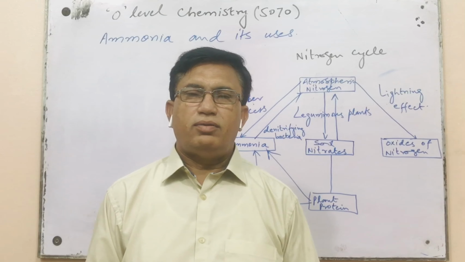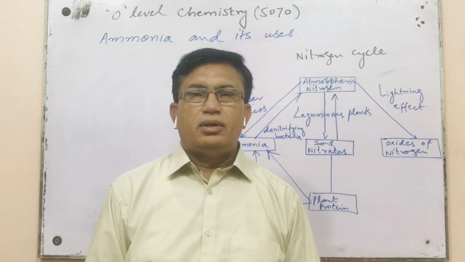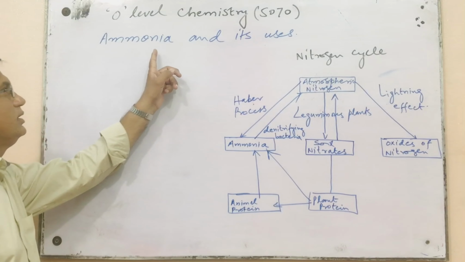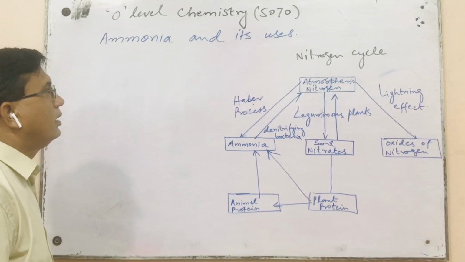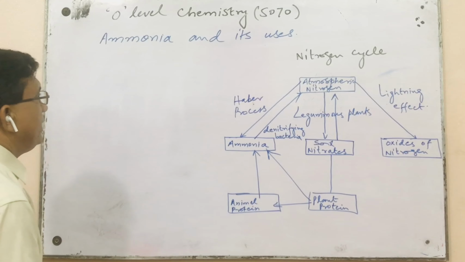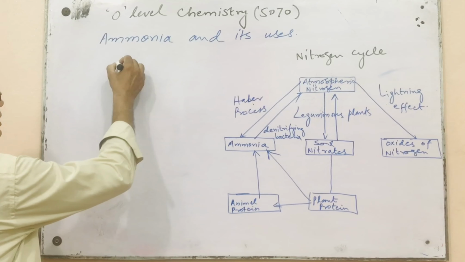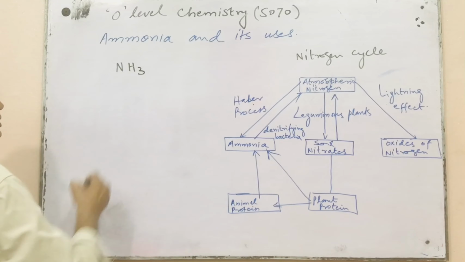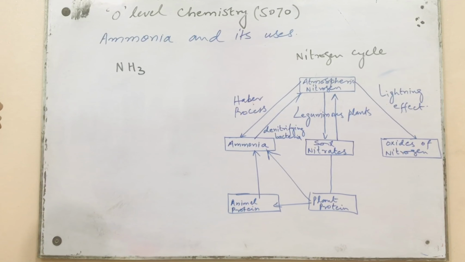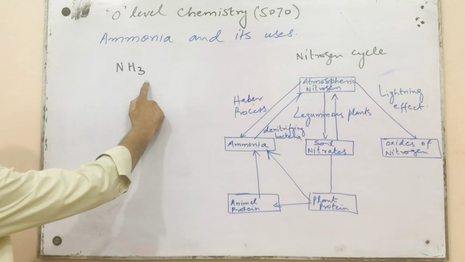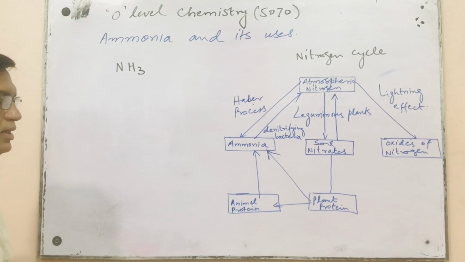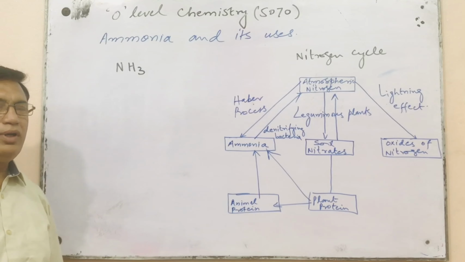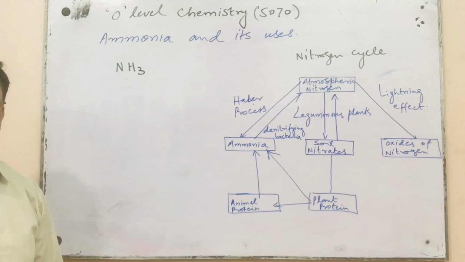We are going to start our new chapter for O-level chemistry. The heading of the chapter is Ammonia and its uses. The chemical formula for ammonia is NH3. From this formula, it is quite clear that ammonia is the binary compound of nitrogen and hydrogen.